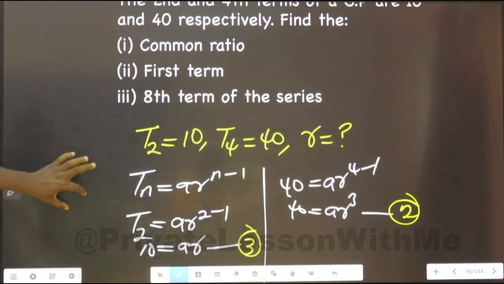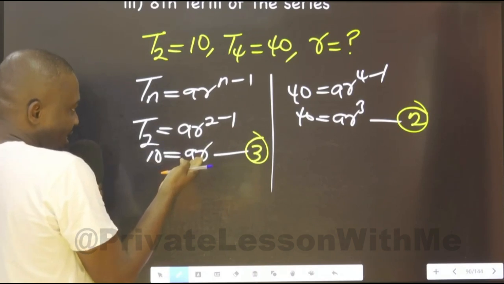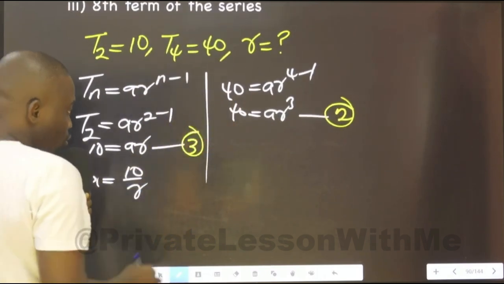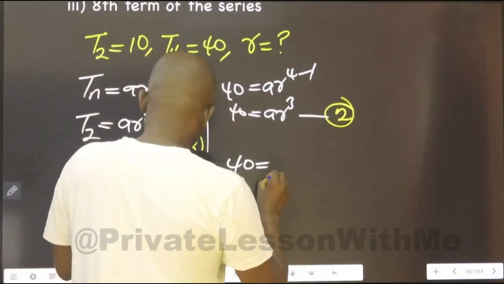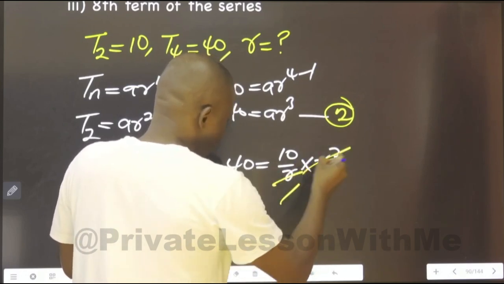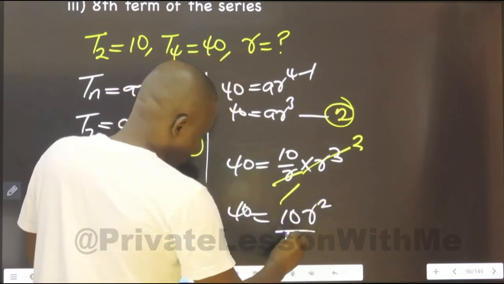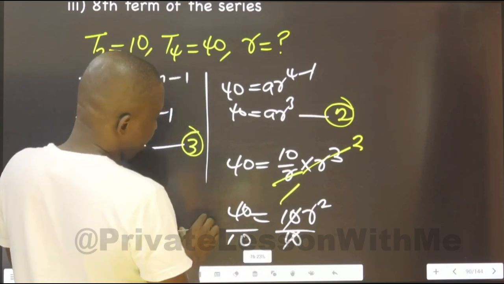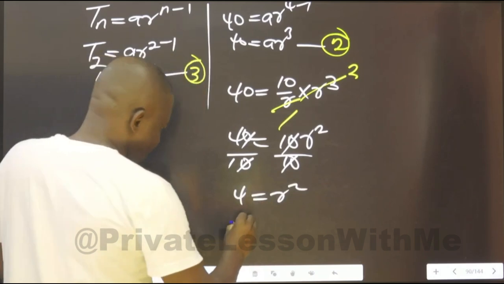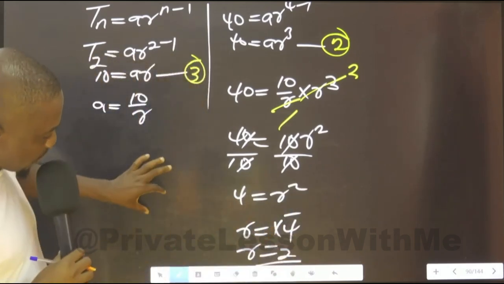Okay? With this now, we can find, say here, let's find a. a here is equal to 10 over r. So we can come here and substitute for a, to say 40 is equal to 10 over r multiplied by r raised to power 3. This gives 10 r raised to power 2, put 40. Divide both sides by 10. You agree with me, we have 4, that is r raised to power 2 equals 4. Then r is equal to the square root of 4, which is 2.